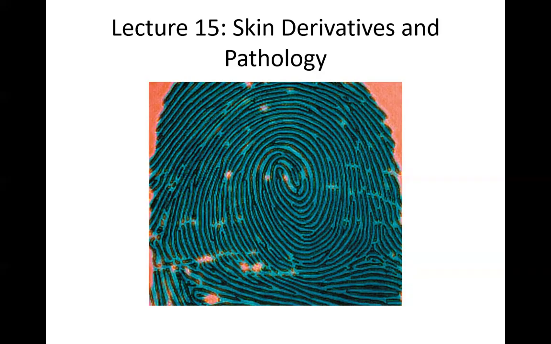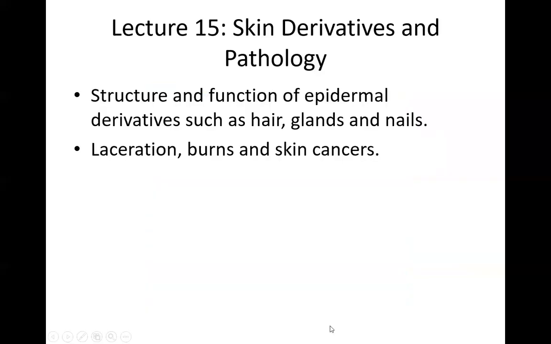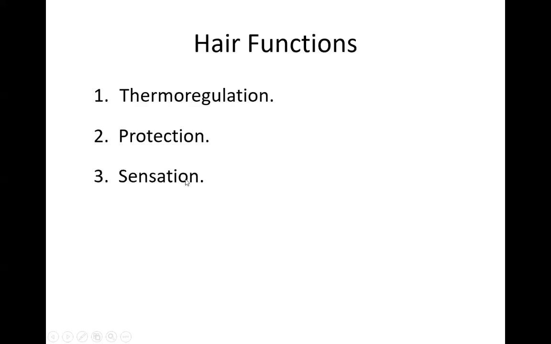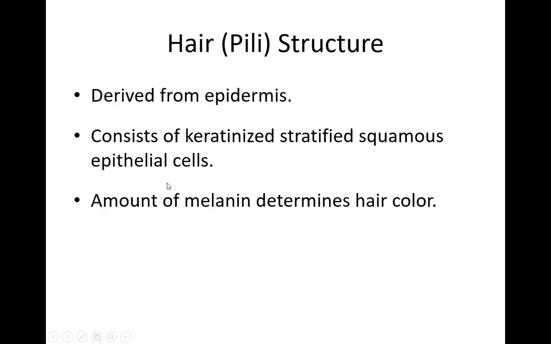The skin derivatives and the pathology. When we study the anatomy and the physiology, we also have to understand the pathology of what goes wrong. So the structure and function of the epidermal derivatives, such as the hair, glands, and the nails. Lacerations, burns, and skin cancers are of major concern. We know that hair functions in thermoregulation, protection, and sensation.